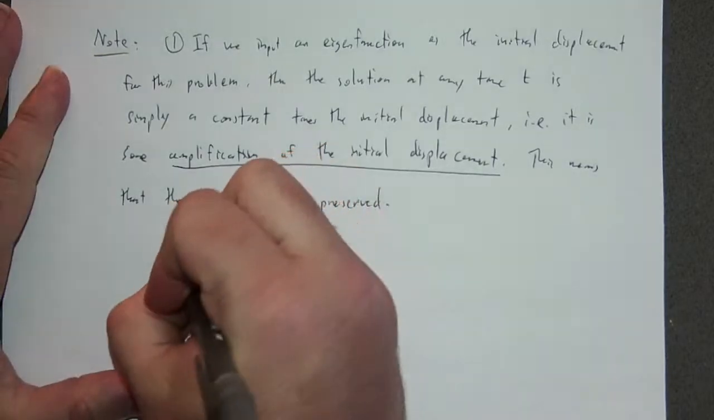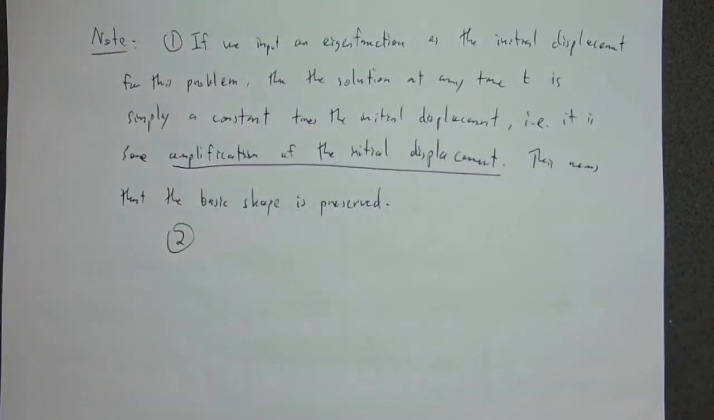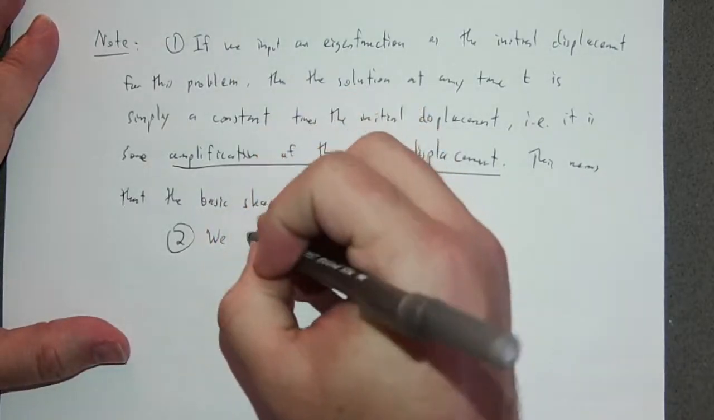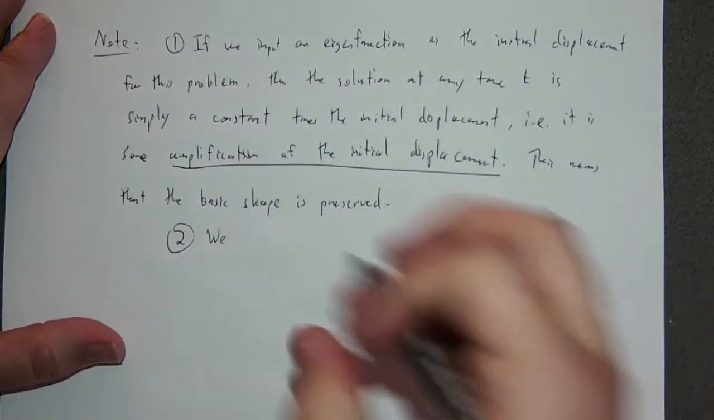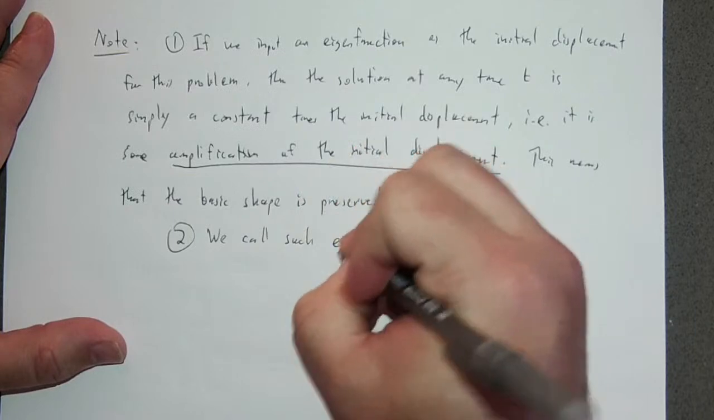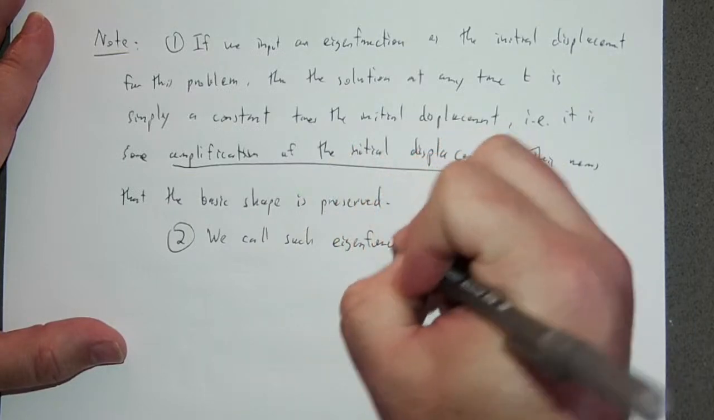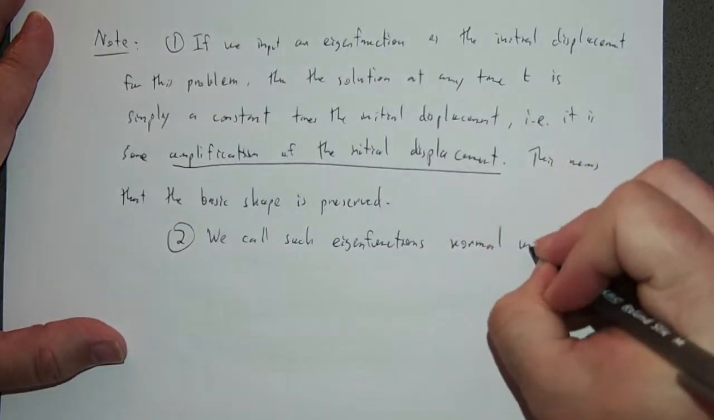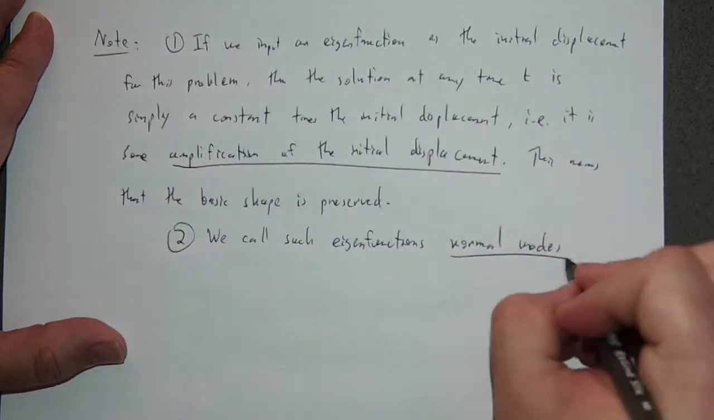Now, some terminology here. If we've used an eigenfunction as our initial data, an initial displacement, in this way, we call such eigenfunctions normal modes of the string.